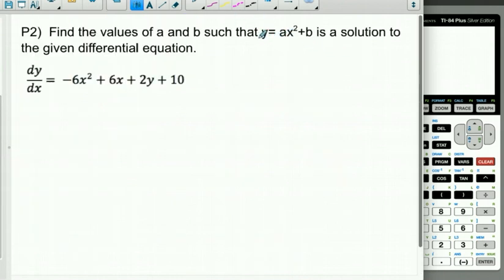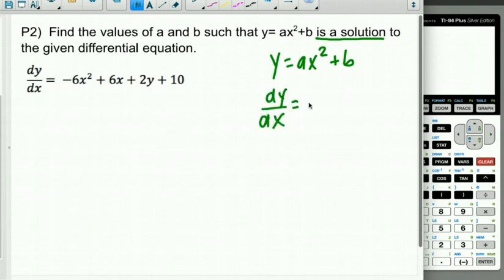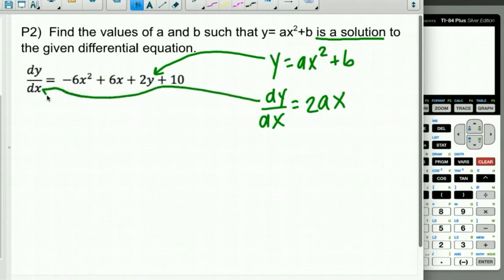Same idea: you have y equals ax squared plus b. This is a solution to this expression. So let's go ahead and give it a try. I know that y equals ax squared plus b. I know that if I differentiate, dy dx should be 2ax. So I can replace the y with the ax squared plus b, and I can replace the dy dx with the 2ax, and we're going to see what happens.